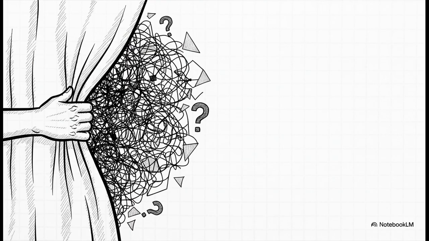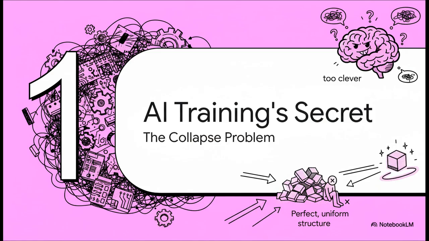Okay, so to figure that out, we've got to pull back the curtain on a huge, messy secret in how we train modern AI, especially in what's called self-supervised learning. It's a problem that has been a real headache for researchers for years. And that brings us right into our first section, AI training's messy secret.